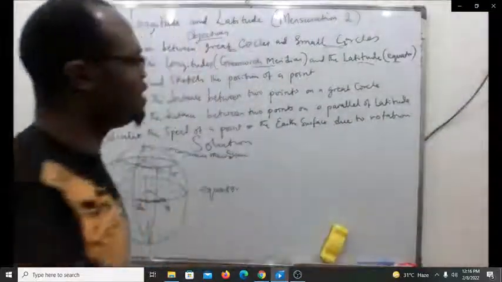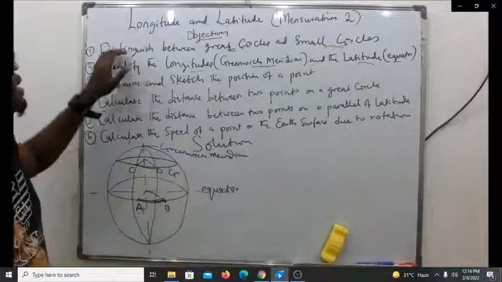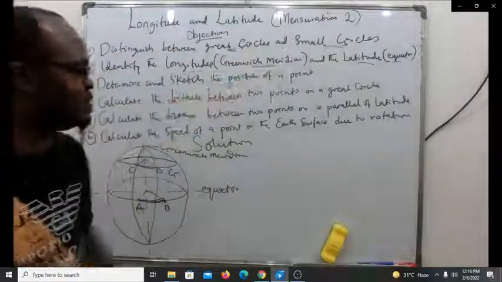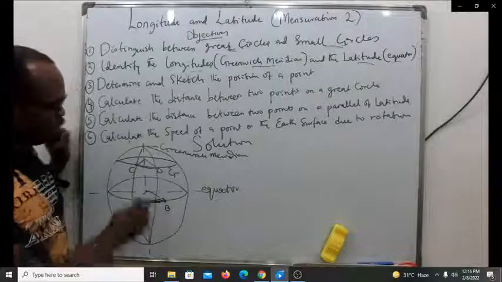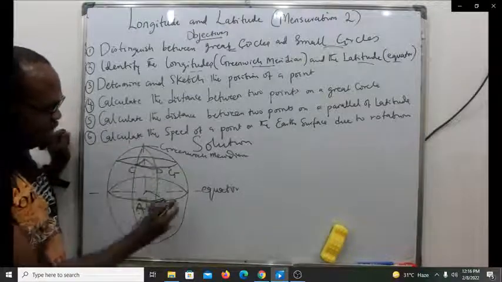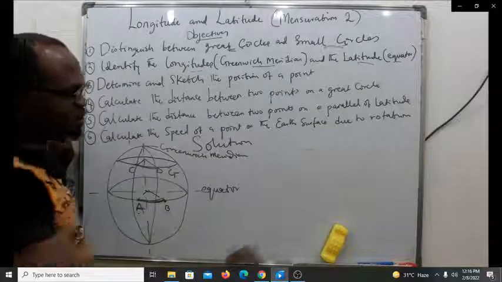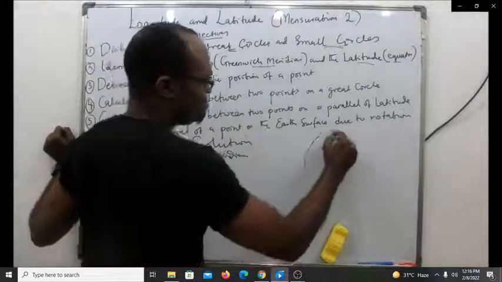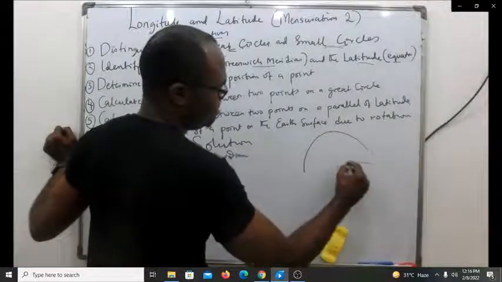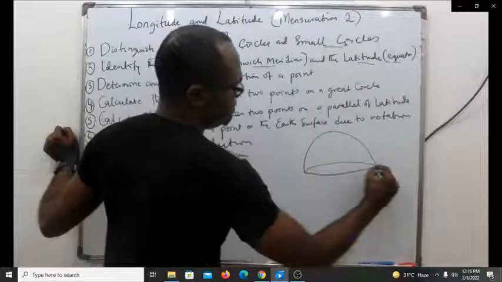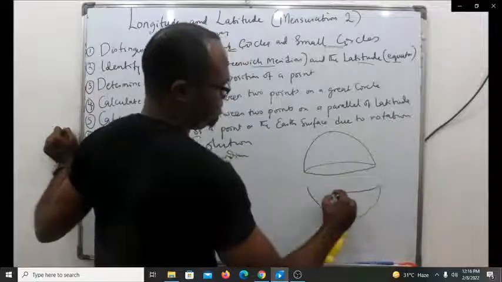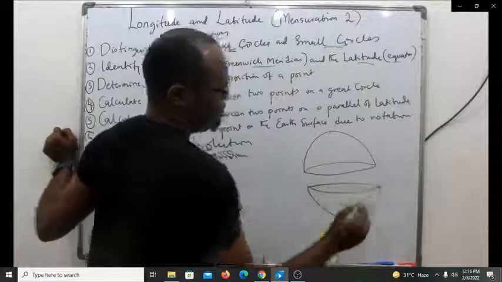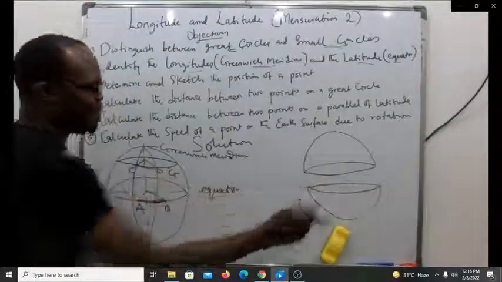So let me go through them again. Number one, distinguish between great circles and small circles. And I say that a great circle is any circle through which, when you cut the earth, you can have two equal parts. Let's say you cut the earth through the equator, you'll be having something like this. If you cut through the equator, you have two equal parts.